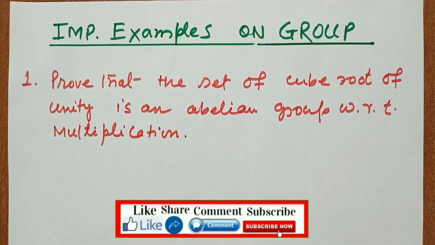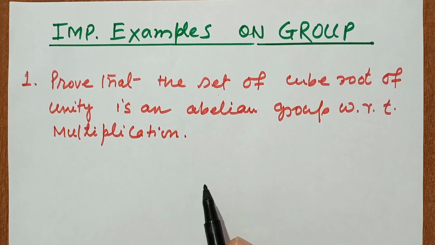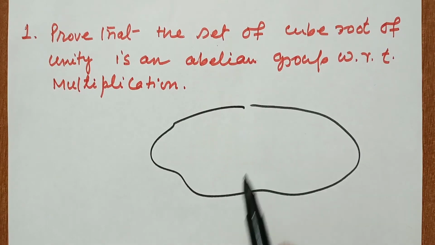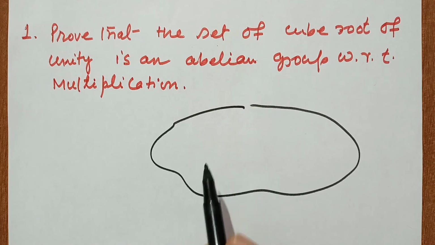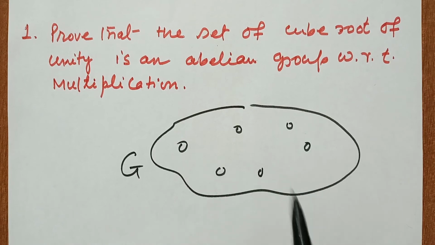Now in the present lecture I want to explain some important examples which are very important from an examination point of view. As you know, in our earlier lectures I have explained in detail the definition of a group. So what is a group? A group is, first, a non-empty set, meaning the set has at least one element.